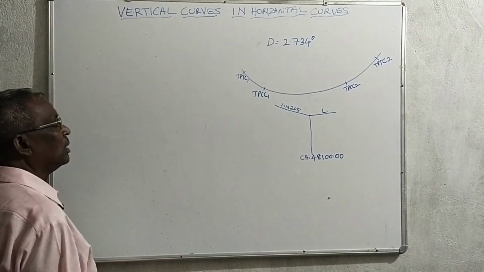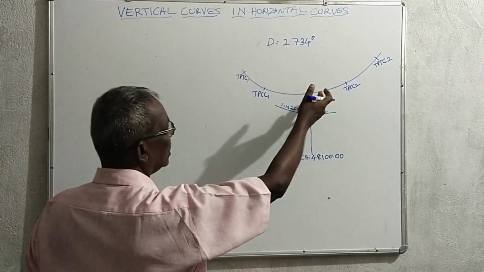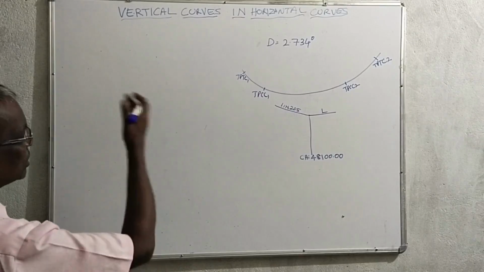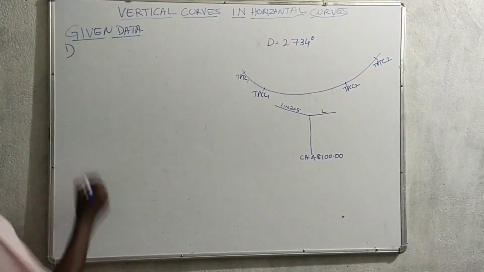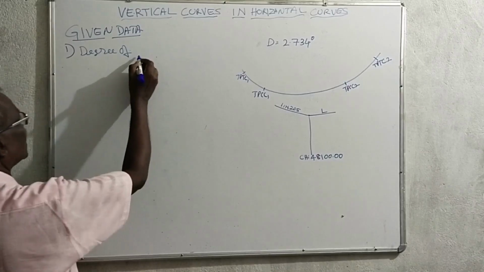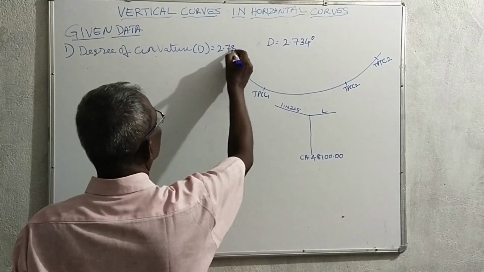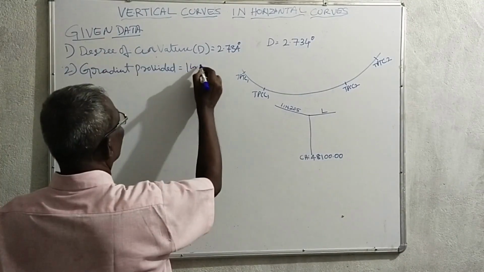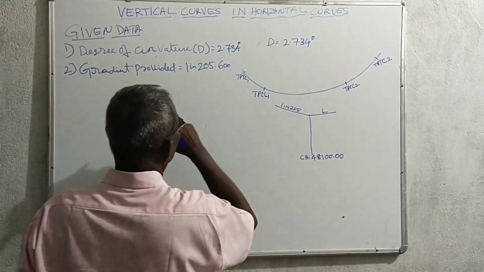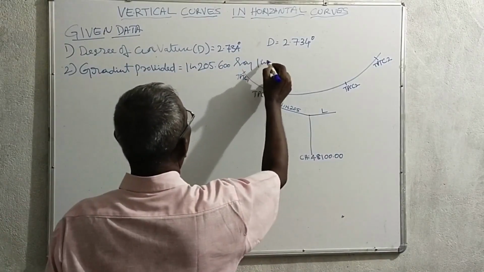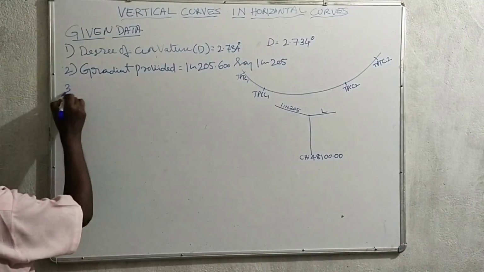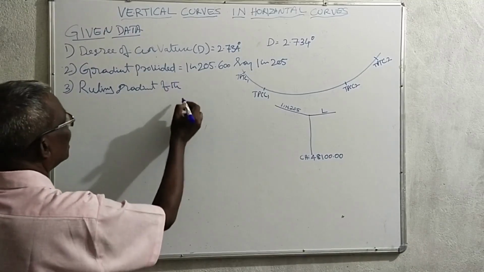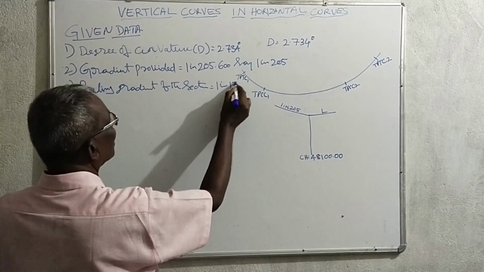What will be the effect on the horizontal curve if a vertical curve forms? What will happen? We'll see now. We solve this problem. Given data, number 1, degree of curvature 2.734 degree. Next, number 2, gradient provided 1 in 205.600, say 1 in 205. Next, number 3, ruling gradient of the section, 1 in 150.